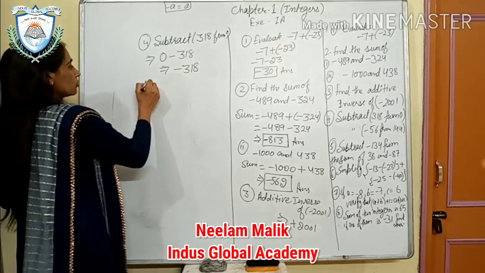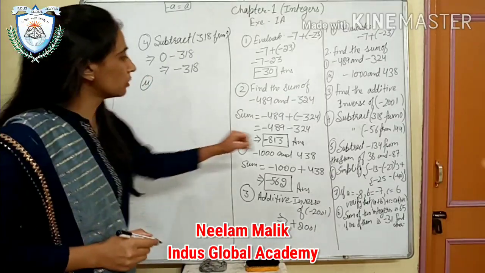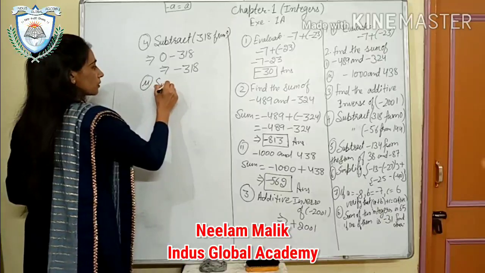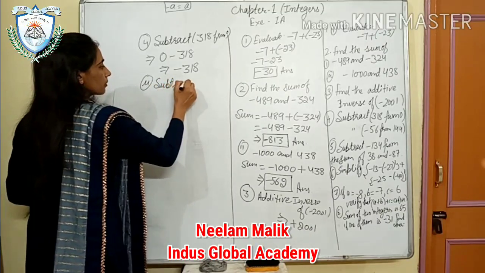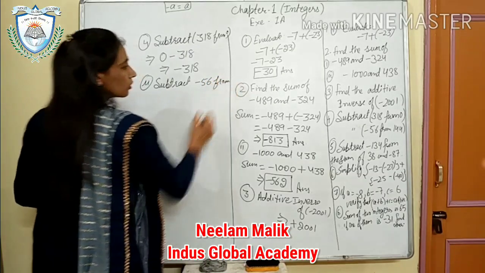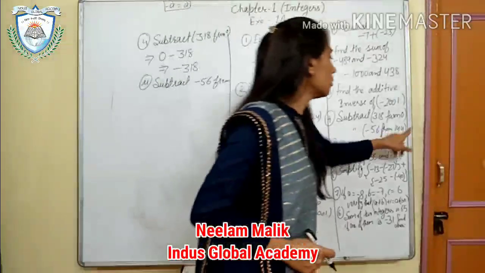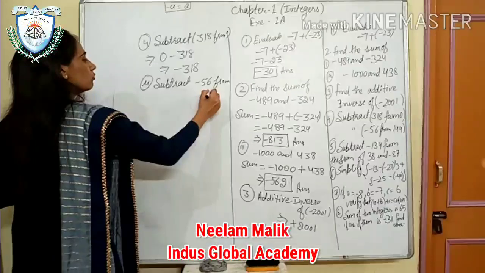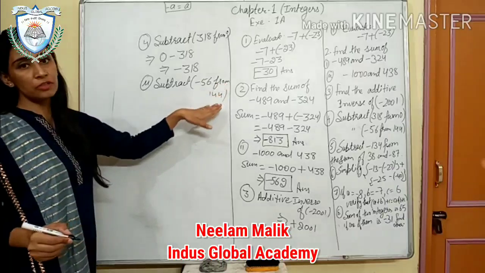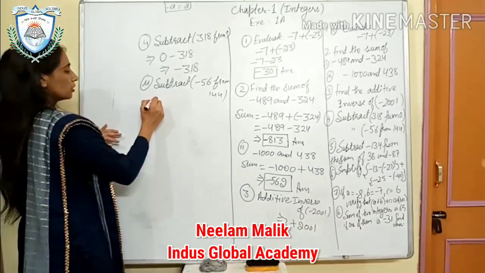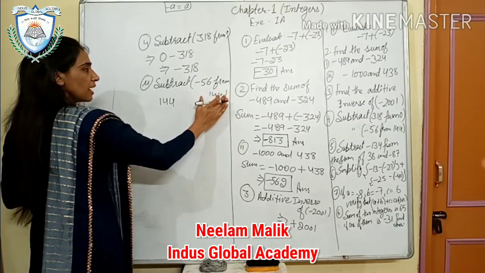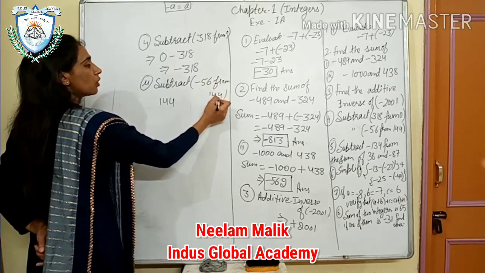Okay. I have also taken the second part of this. There is one more statement. Subtract minus 56 from 144. The number that is written after "from", we will take that first. So 144. Subtract minus 56 from 144.